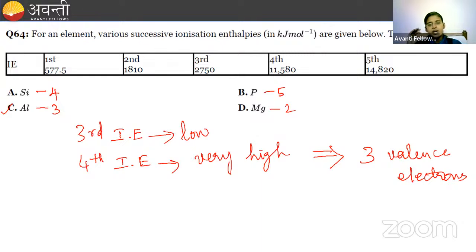Just by knowing the number of valence electrons for a particular element, we are able to find out the answer for this type of question. So how do we know that? Just by practice.